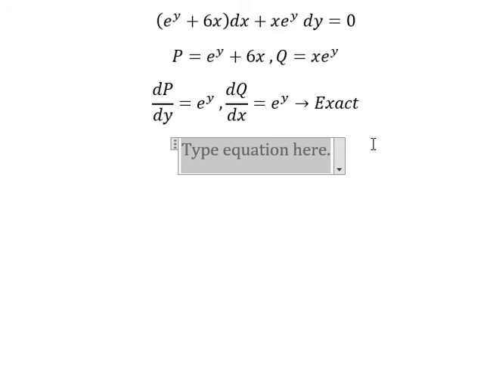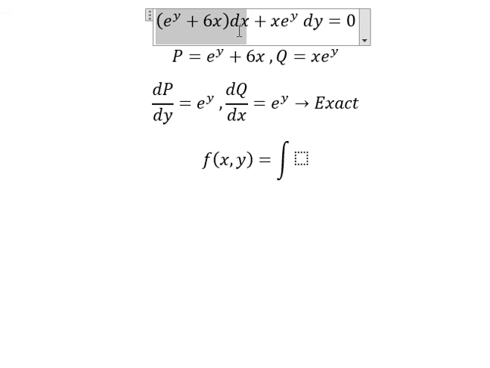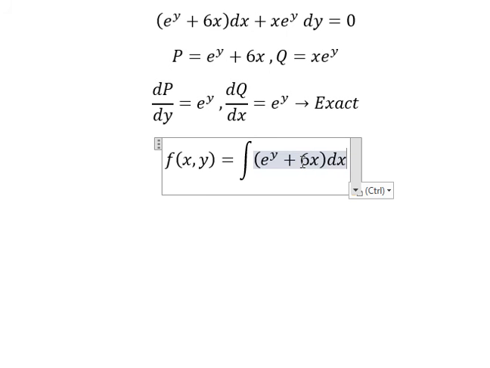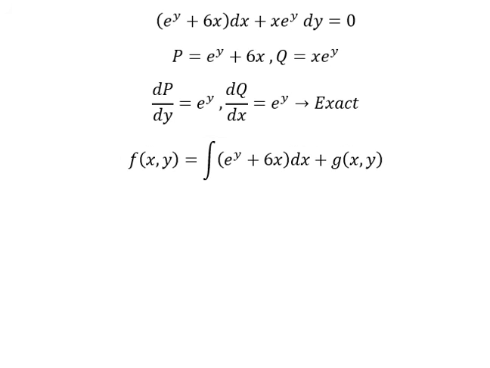Now I need to set up the function, and I will put the integration of this one in here, plus g of y, the integration of this one, so you have x e to the power of y, the integration of 6x, we have 3x squared.